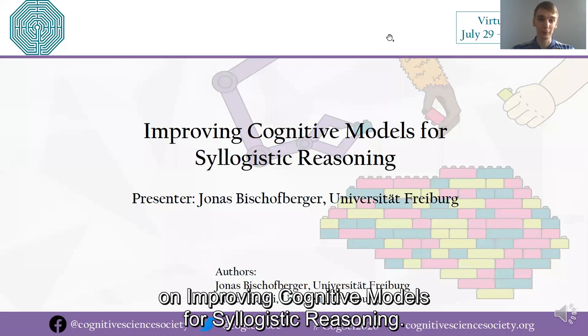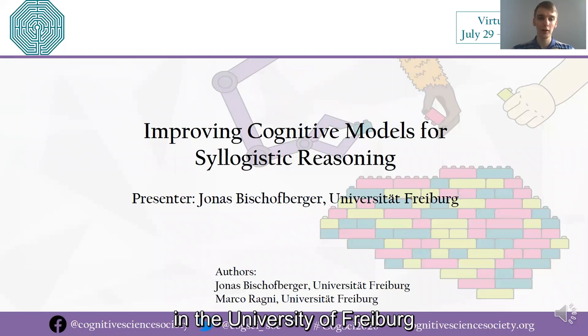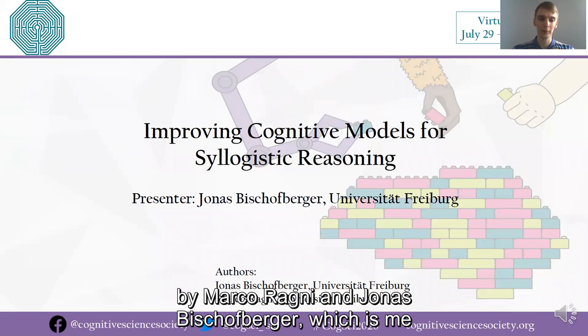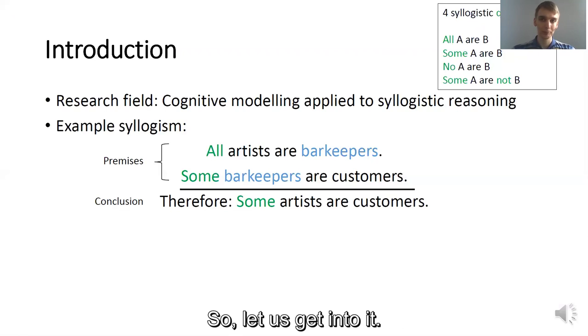Welcome to the talk on improving cognitive models for syllogistic reasoning. The paper was written at the Cognitive Computation Lab of the University of Freiburg by Marco Ragni and Jonas Bischofberger, which is me, who is also presenting the results now. So let us get into it.